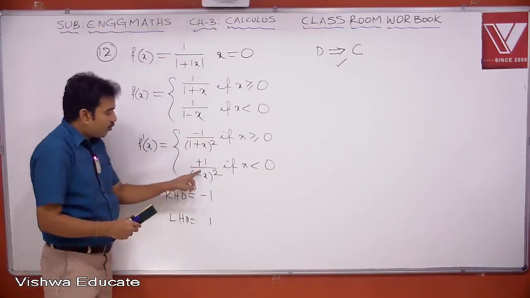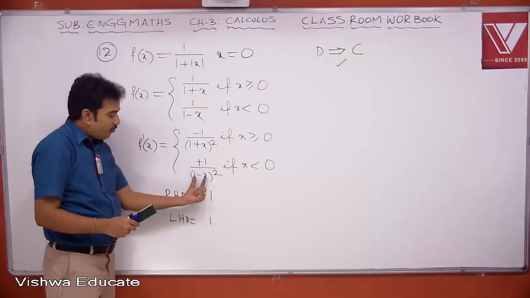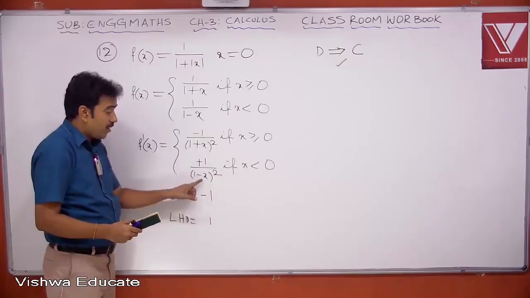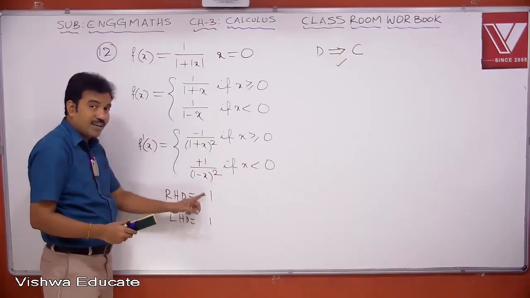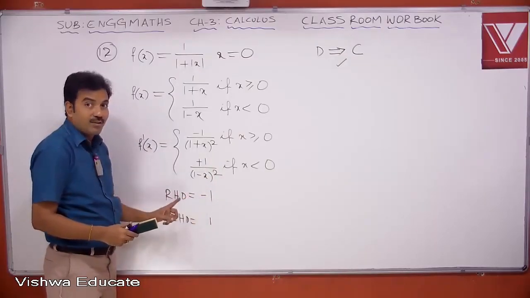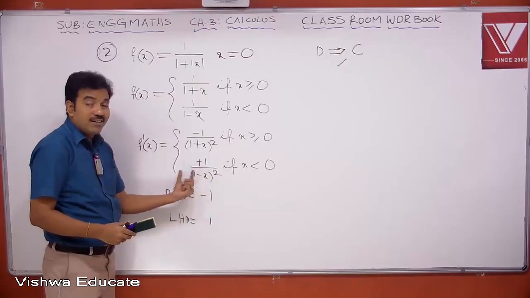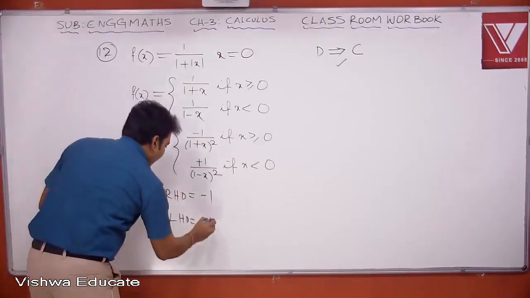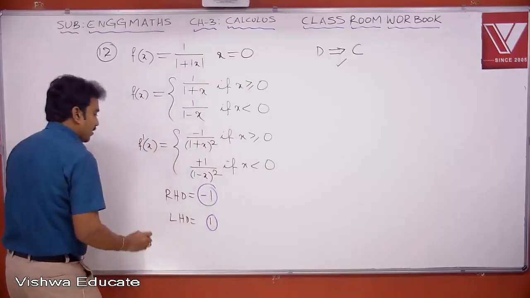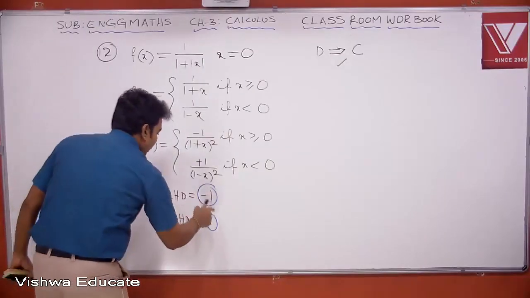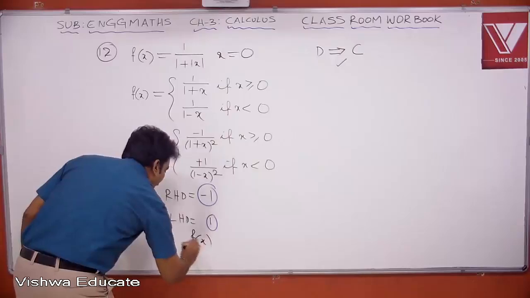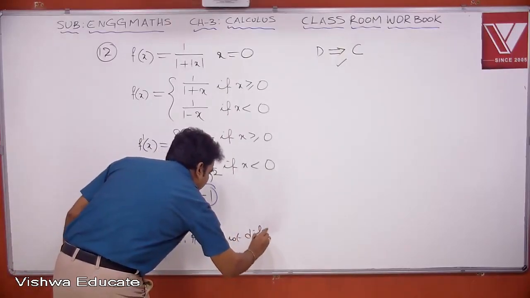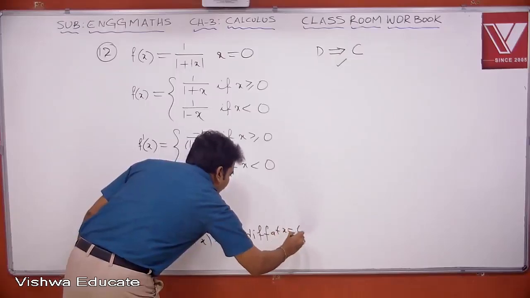Be careful. The derivative of 1 minus x is minus 1. If you do not write the minus 1, it will be 1 by 1 minus x whole square, and then there is a chance to get LHD and RHD both equal to 1. Be cautious about derivatives. So in this case, LHD value equal to 1, RHD value equal to minus 1. Therefore, both are finite numbers and different numbers. Therefore, f of x is not differentiable at x equal to 0.